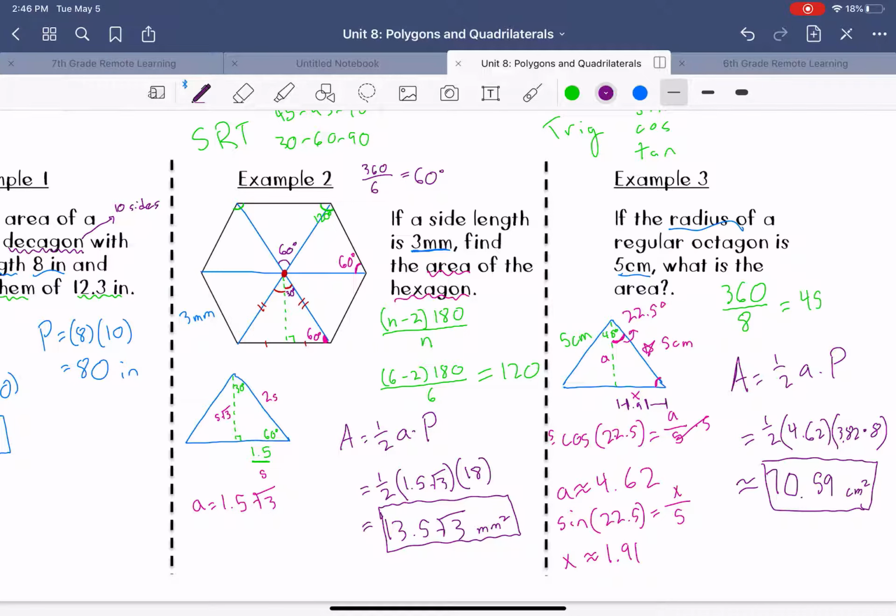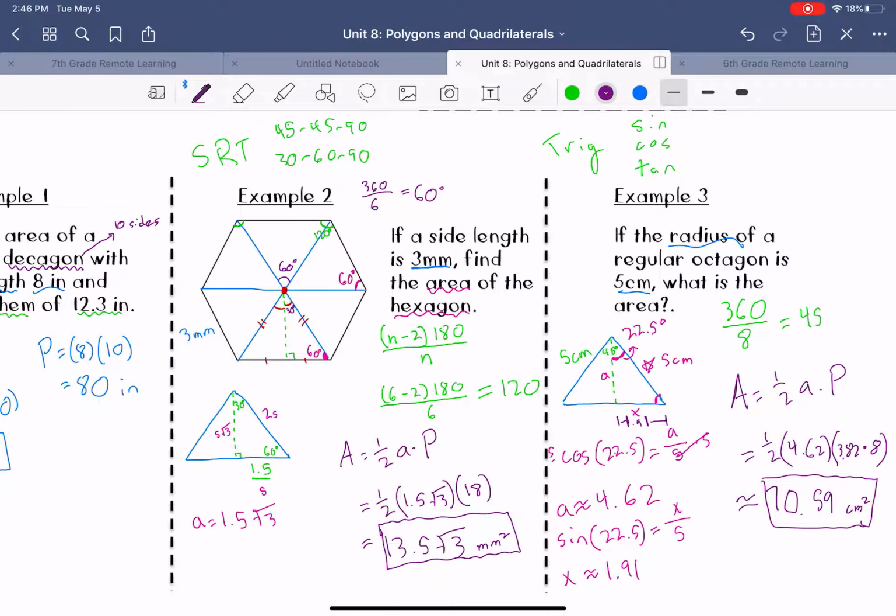The important part is finding the angles. Be really careful with finding the angles. Remember that the central angles are 360 divided by the number of sides, which is the number of angles. To find the interior angles, we use our interior angle formula from our previous unit. Then you can either use special right triangles if you have 45-45-90 or 30-60-90, or you can use trigonometry if you have angles besides those special right triangles.